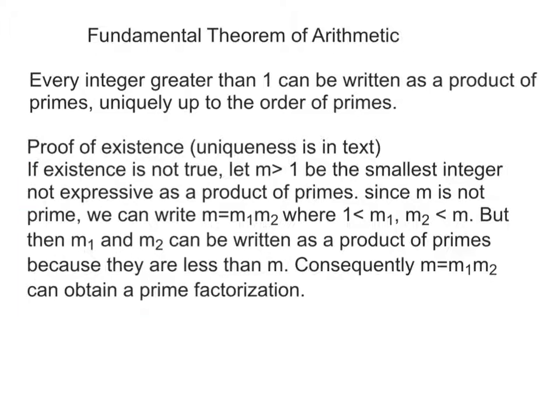Here's the proof of existence. If existence is not true, then let m greater than 1 be the smallest integer not expressible as a product of primes. Since m is not prime, we can write m equal to m1 times m2, where m1 and m2 are between 1 and m. But then m1 and m2 can be written as a product of primes because they are less than m, and m is supposed to be the smallest number. Consequently, m is equal to m1 times m2 and can obtain a prime factorization.